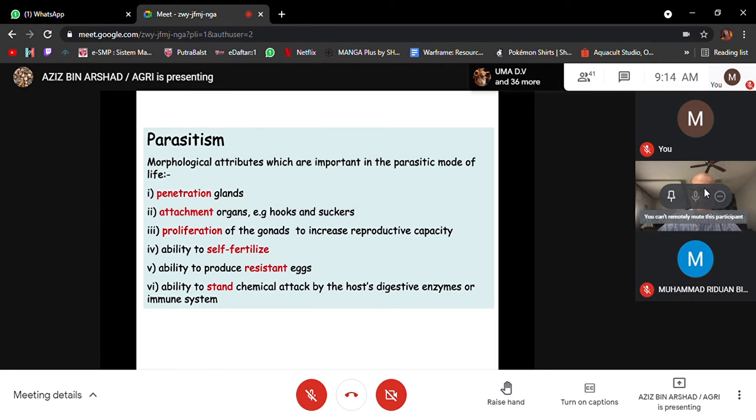Number 5, ability to produce resistant eggs. And the last one is the ability for the parasite to stand the natural immune response of the host. Apabila host diinfect, they will produce some kind of immune system to fight back the parasite. So the parasite, on the other hand, must have the ability to stand this chemical immune response from the host. Okay, there are 6 of them that you should remember.